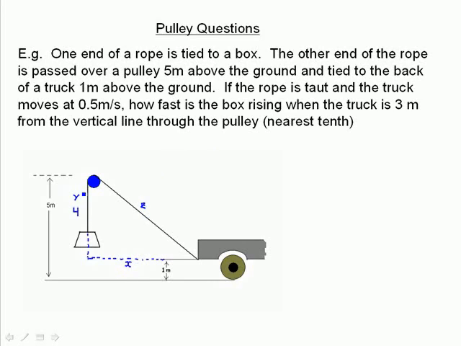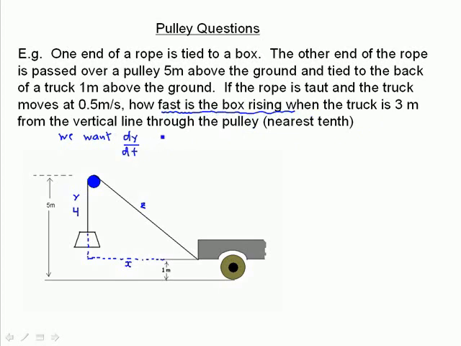So there's our triangle. The x is the distance that the truck is from the pulley, the vertical line directly below the pulley. And the 4 should always be the same. So because it's a constant value, it won't change. Then when we read on, we see that we're looking for how fast is the box rising when the truck is a specific distance. So what we note is that we want dy dt. So that's the rate that is changing.